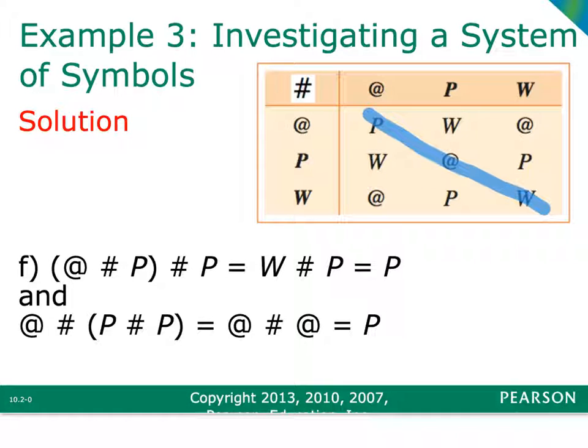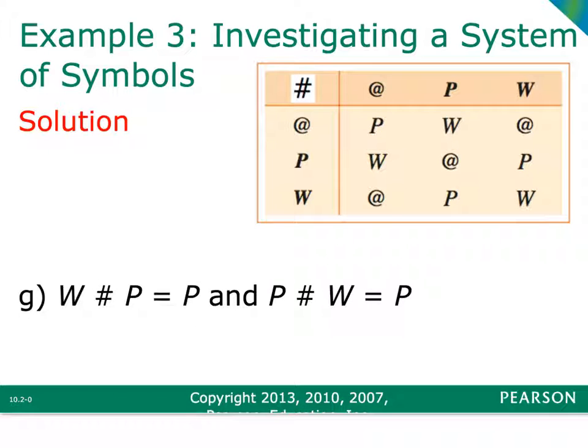But let's test our last example just to verify that. The last thing we're going to see is if W number P equals P number W. W number P is P, and then P number W is also P. So we have the commutative property satisfied there.